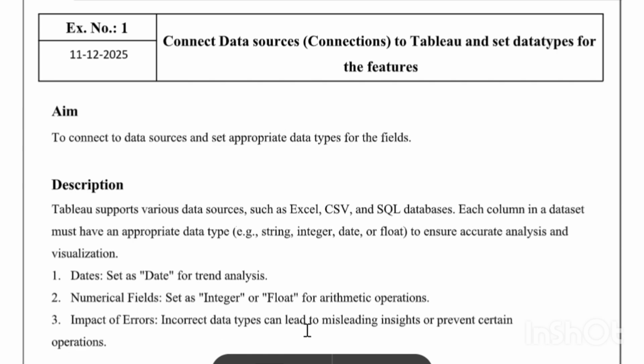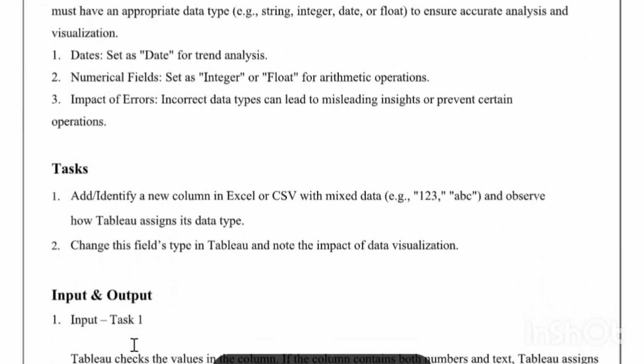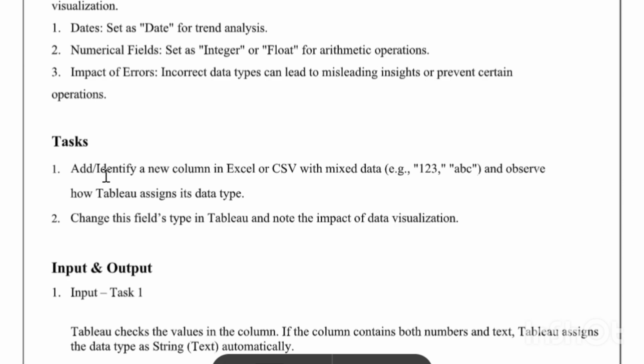In my experiment, I first connected an Excel file to Tableau. Tableau automatically detects the data types for each column based on the values it contains. For example, columns with numbers are set as integers or decimals. Text columns are set as strings, and date columns are set as date or date and time.